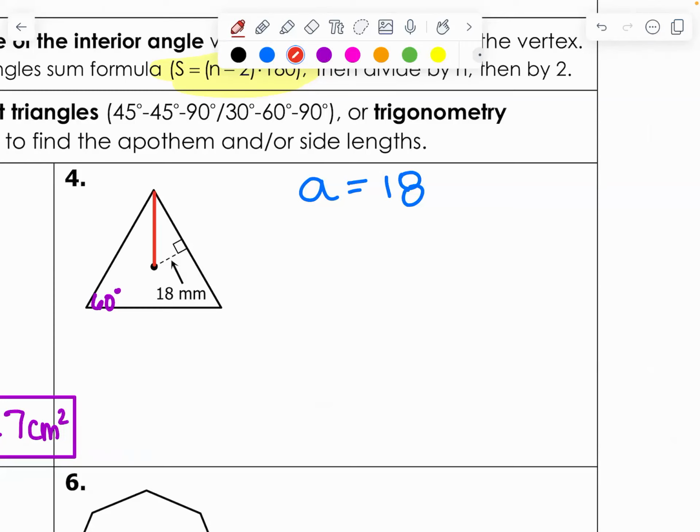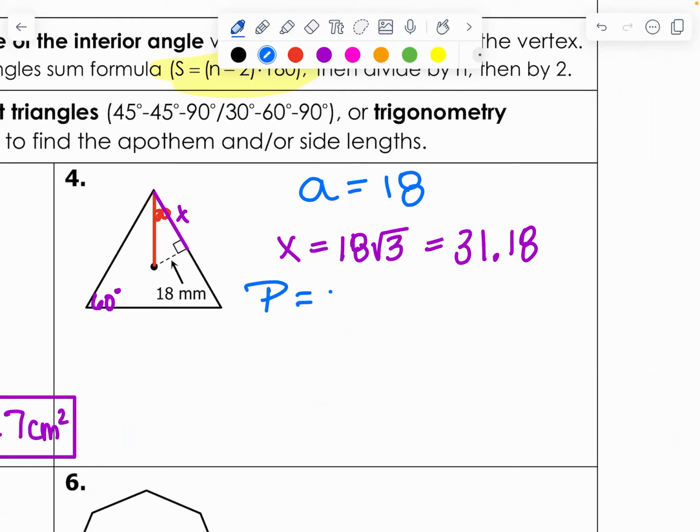And you're telling me that this is a 30, 60, 90. Okay, so I'm going to call this purple piece X. You're saying that X is the long leg and we need to multiply 18 by square root 3. So what is 18 times square root 3? I need 2 decimal places. 31.18.